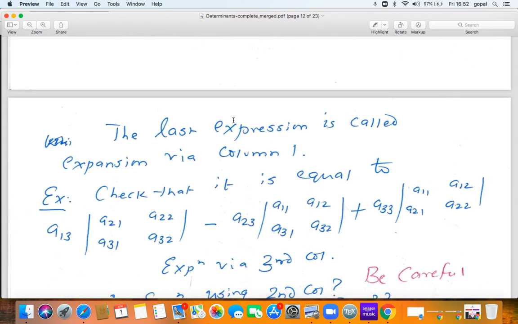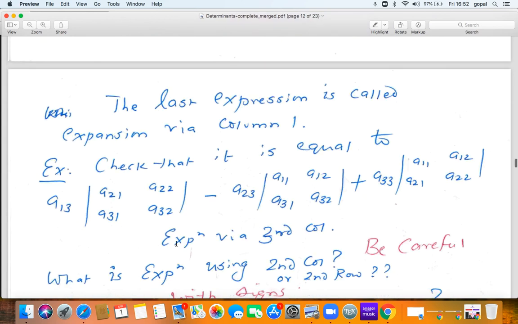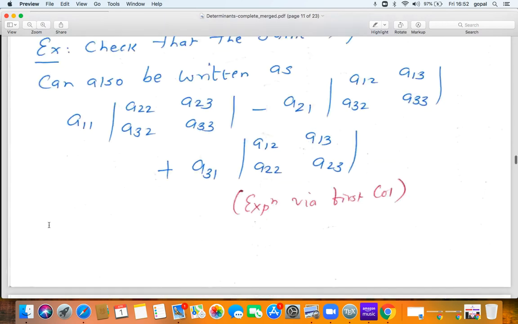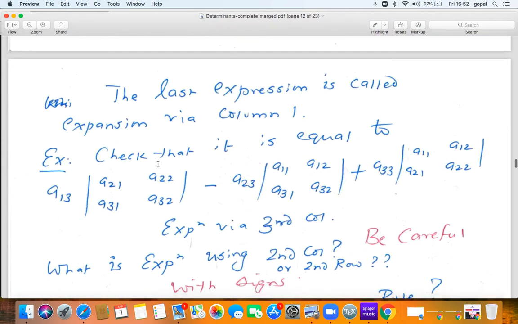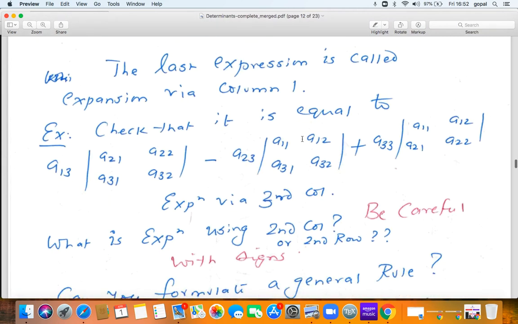Now again, I could expand with respect to the third column, for example. How do I expand it with respect to the third column? A13, delete the row and column containing A13, A21, A22, A31, A32. Then minus A23, delete the row and column containing A23, A11, A12, A31, A32, etc. So expansion using the third column will also give you the same set of 6 terms. What about expansion using the second column? Be careful with the signs. Or expansion with respect to the second row. Do that.